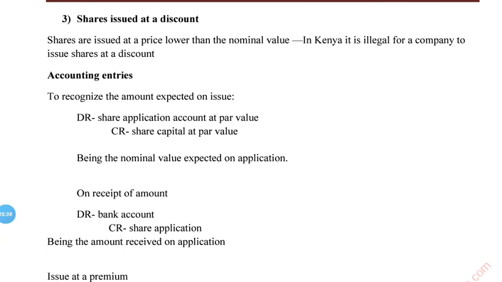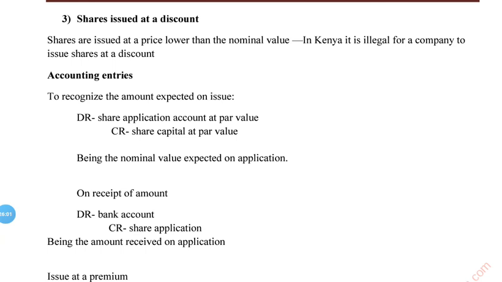So if the nominal value is 20 bob, and then you sell shares at 15 shilling, 5 shilling is the discount. So the shares issued at a price lower than the nominal value, in Kenya, it is illegal for a company to issue shares at a discount in Kenya.